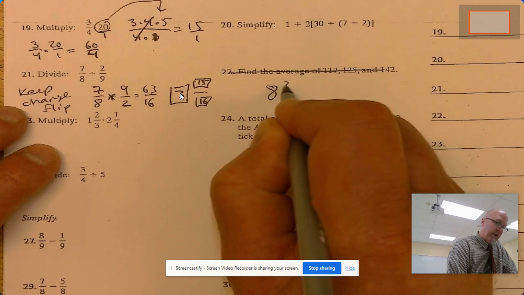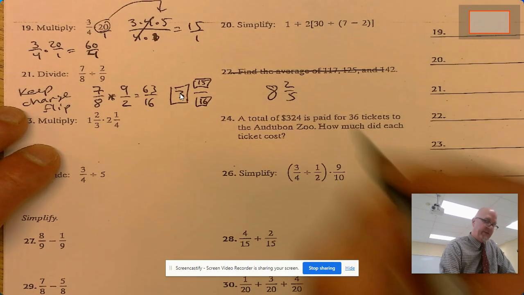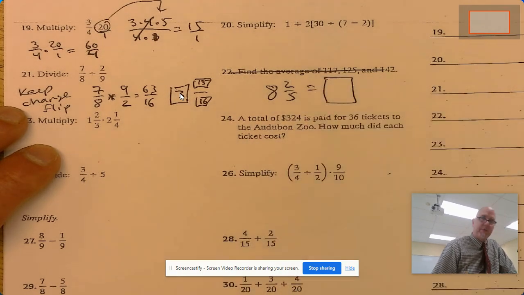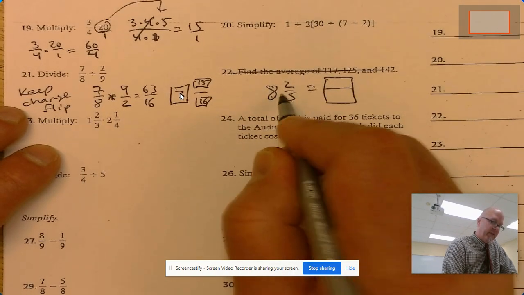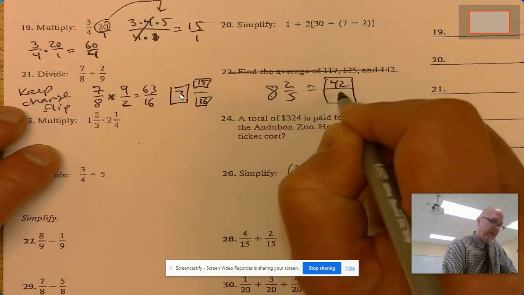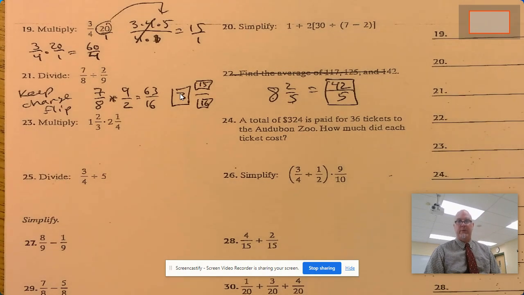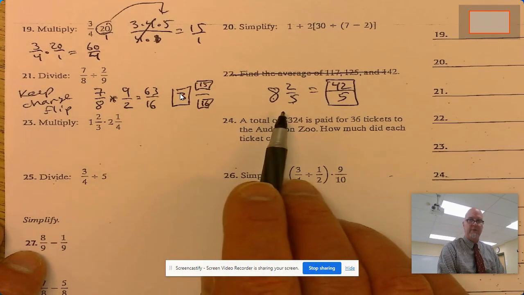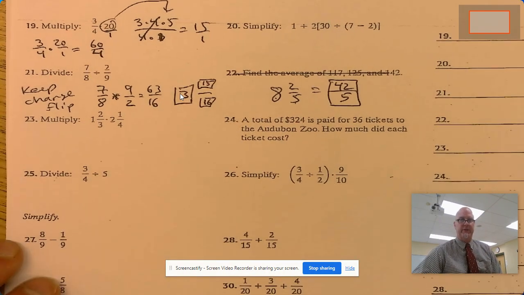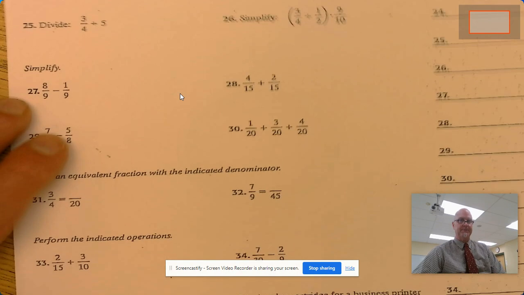I did do a question where I said, what if I had 8 2/5 and I wanted to change it to an improper fraction? That means I would do 5 times 8, which is 40, and 40 plus 2 is 42, and 42 over 5 would be going the other direction. So sometimes we go from improper to mixed number, sometimes we go from mixed number to improper, and those are skills that we need to see you do.